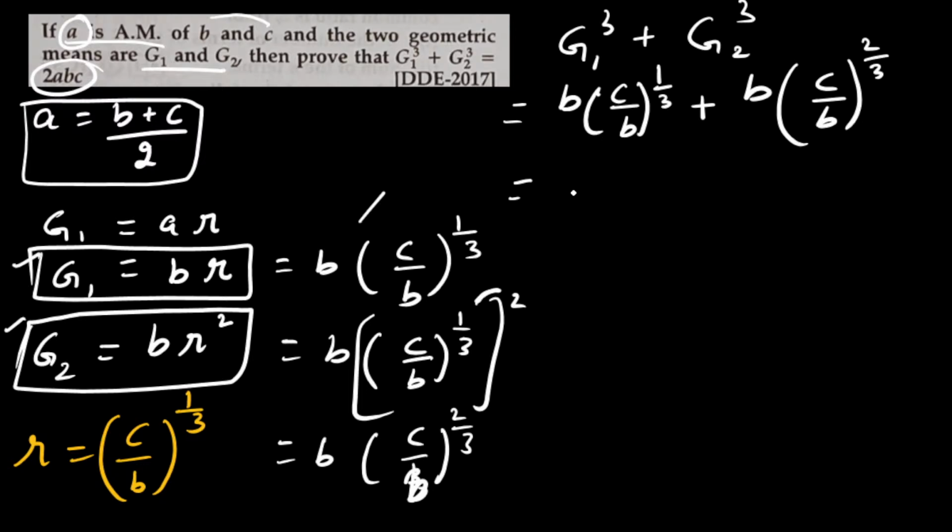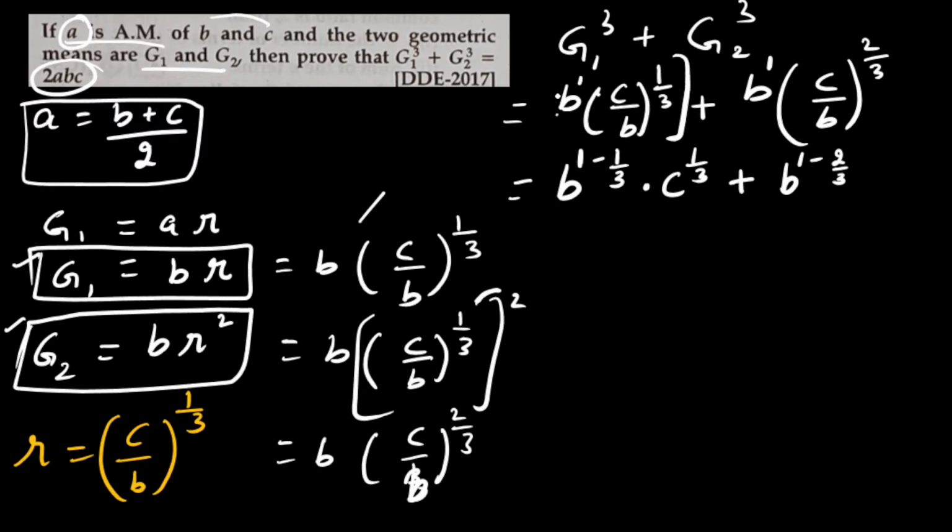Here we can just apply the laws, whichever law is possible here. If I apply the law here, b's power is 1, and this denominator's b's power is 1 by 3. So 1 minus 1 by 3, and here I will get c to the power 1 by 3. So I am applying the law of exponents here. Same thing we will do here: b's power is 1, b's power is 1, so 1 minus 2 by 3 I have to do.